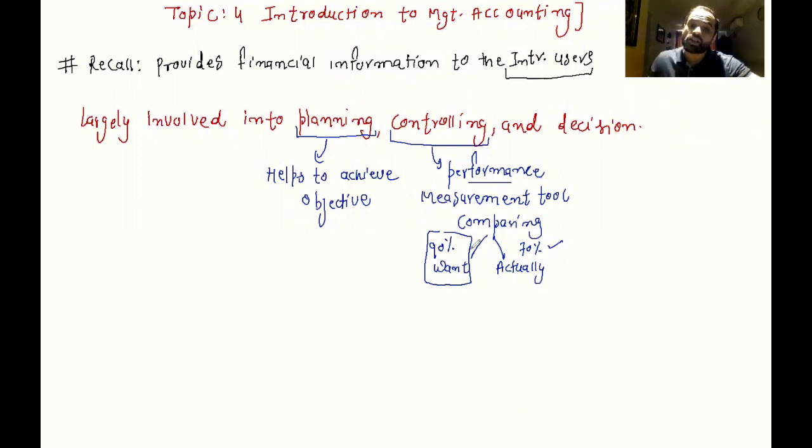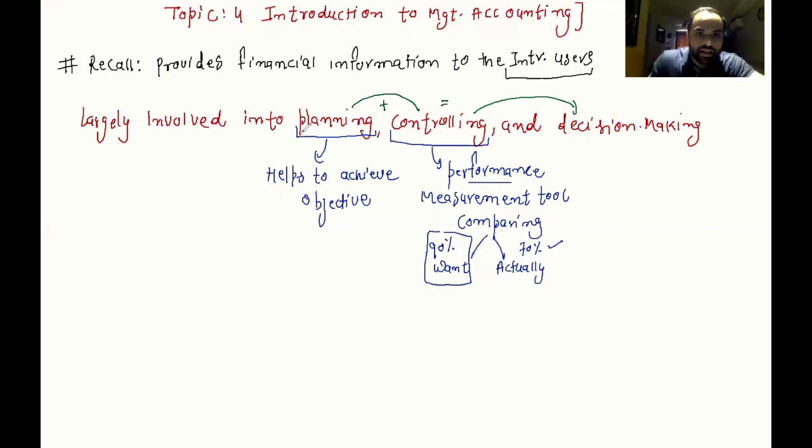So how can you understand whether you achieved the objective or not? Through controlling, which means measuring the performance. So controlling is the performance measurement tool. And finally, decision making. Decision making means taking actions, right? Necessary actions that the company is required to take. So remember, planning plus controlling is decision making, right? Planning plus controlling is decision making. That's the whole idea here.